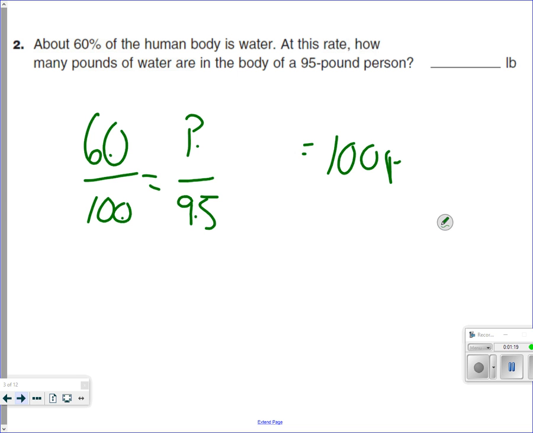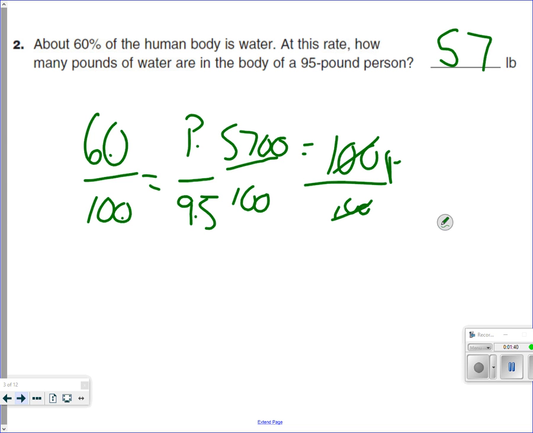I'll do the math on my calculator to go quicker. 95 times 60 equals 5,700. Divide by 100 to get P by itself. Divide by 100. 5,700 divided by 100 equals 57 pounds. Moving on.